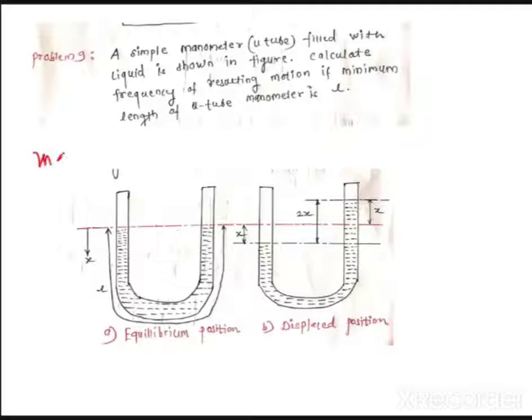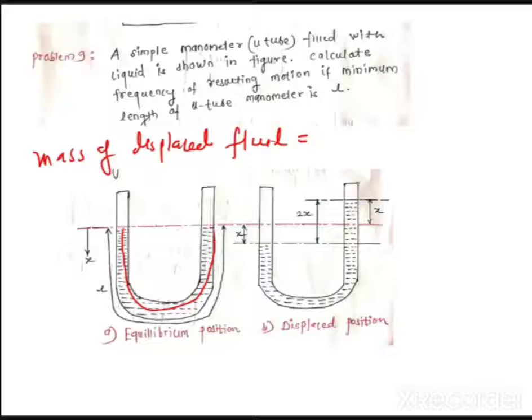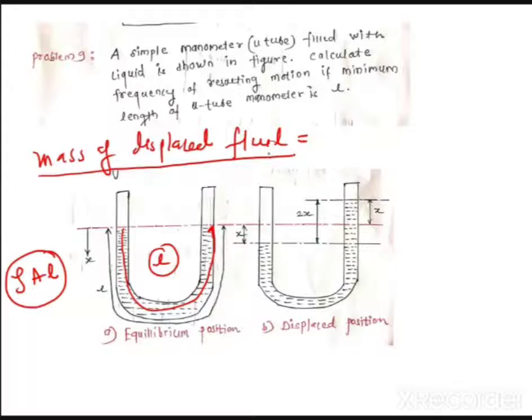Now if I want to calculate the mass of the displaced fluid, only the fluid which is displaced, not the total fluid. What is the total fluid? L. So what is the mass of the total fluid? Rho A into L.